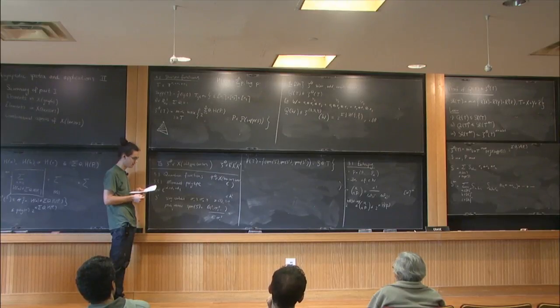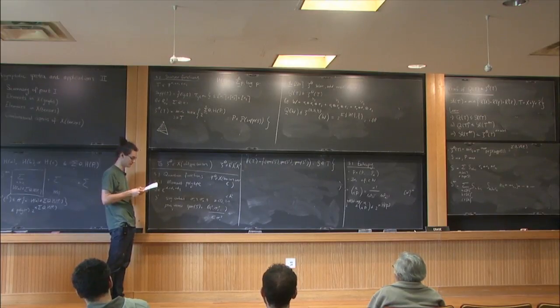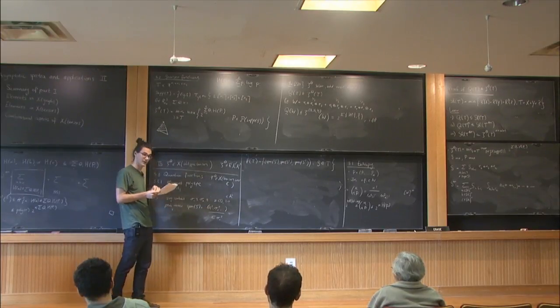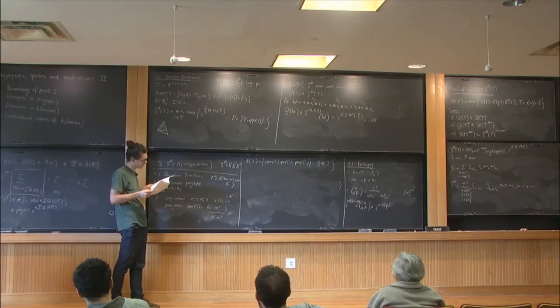And there is a dual description of this object, which is important. So I want to mention that quickly, and then define the quantum functions. And then I want to move to these combinatorial aspects. Right, good.